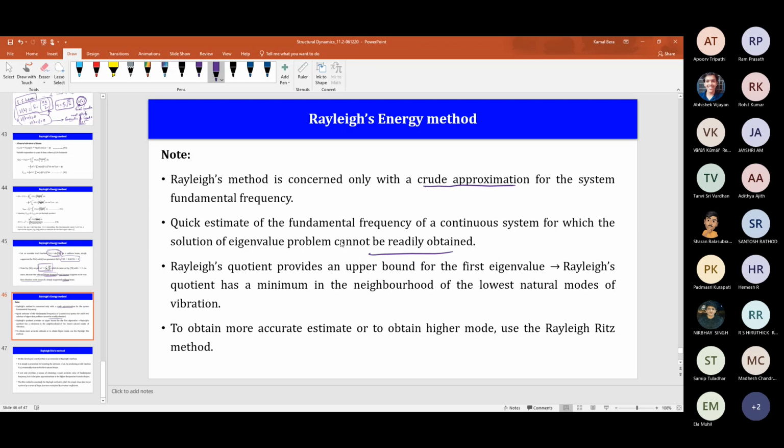Rayleigh's quotient has a minimum in the neighborhood of the lowest natural mode of vibration, which we have already discussed for multi-degree of freedom systems. To obtain a more accurate estimate of the higher modes, use the Rayleigh-Ritz method. That gives a more accurate estimate of the fundamental mode, and you can calculate the other modes also. In that method, the trial function V(x) is chosen as a series.